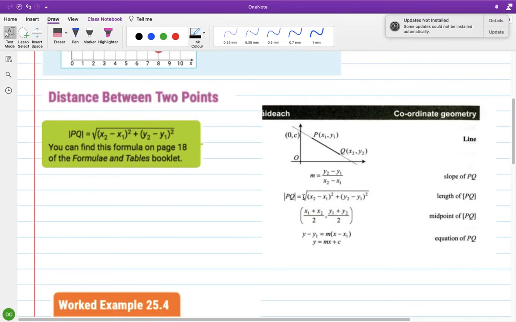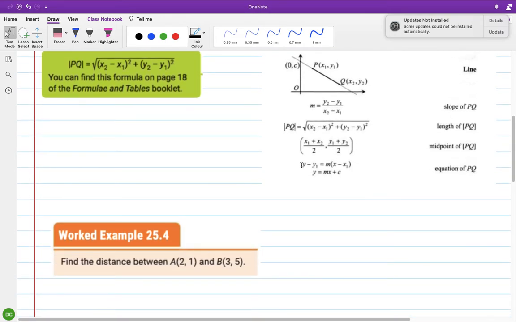Now, the first formula that you're going to do in coordinate geometry is the distance formula. Okay, this is the page in the table book, you can see it over here, and it's not called distance, it's called length. See it there? Okay, so length and distance are the same thing. It's called the distance formula pretty much everywhere, but in the table book it's called the length formula. Okay, and this is the formula.